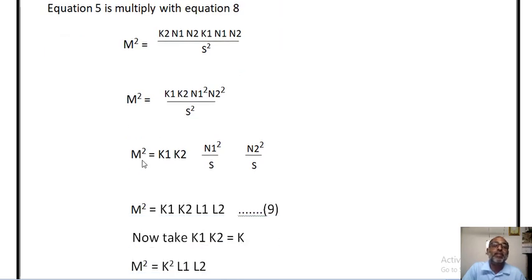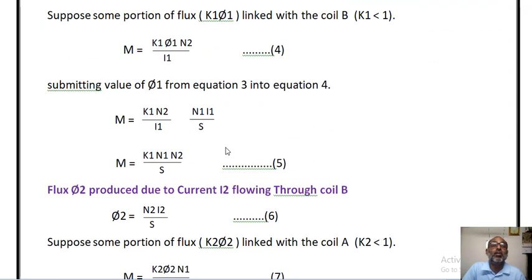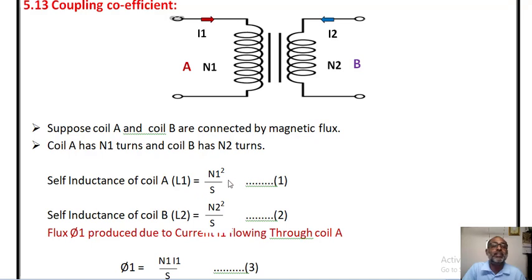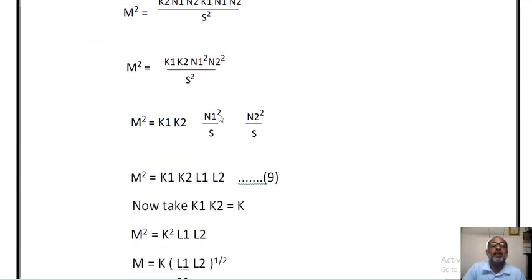So here we can write M square is equal to K1 K2 N1 square N2 square divided by S square. So now we can write the equation in this manner: M square is equal to K1 K2 N1 square divided by S into N2 square divided by S. This S is separated and given to N1 square and N2 square. Here N1 square divided by S is equal to the inductance of coil 1, that we have already written here. L1 is nothing but the self inductance of coil 1. So that's why here I am writing N1 square divided by S is equal to L1 and N2 square divided by S is equal to L2.